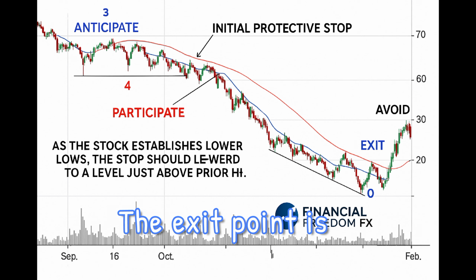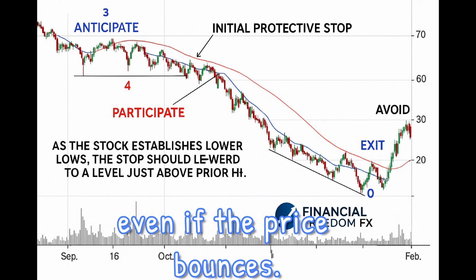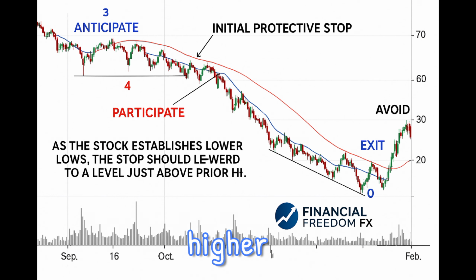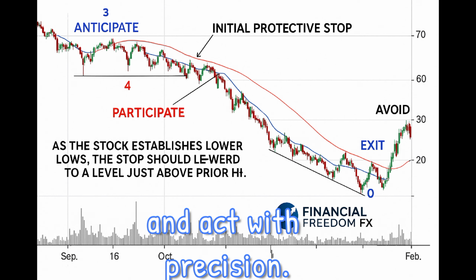The exit point is marked before price forms a higher low, sign of reversal. The avoid zone warns not to buy prematurely, even if the price bounces. By combining higher time frame trend with lower time frame confirmation, traders avoid emotional trades and act with precision.